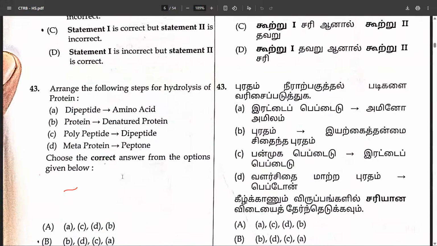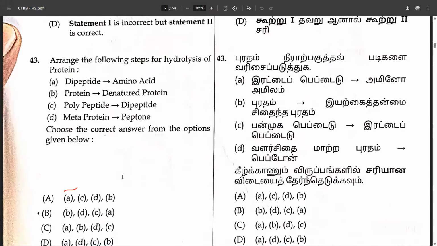Coming to the next question, that is 43. Here they are asking you to arrange the following steps of hydrolysis of protein. The question is stating denaturated protein, polypeptide, dipeptide and amino acid, and metaprotein and peptone.